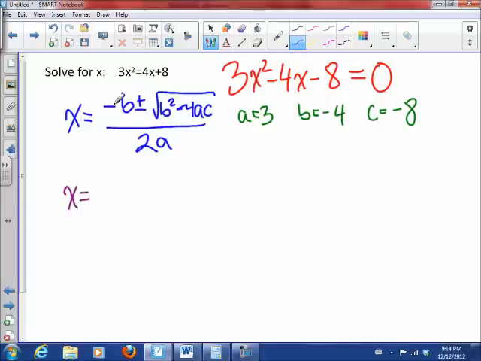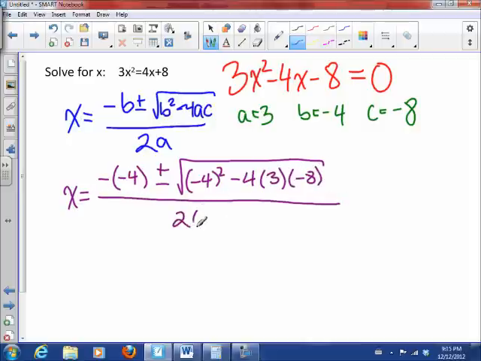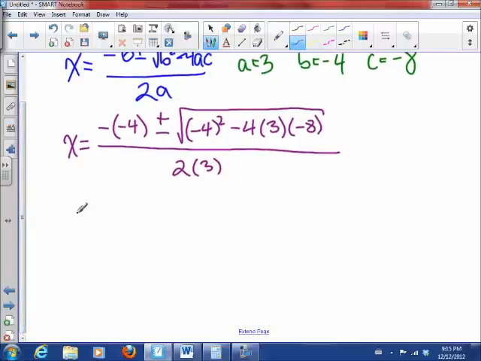So x is equal to negative b, so that'll be negative 4. Negative b, the b is negative, plus or minus the square root of negative 4 squared minus 4ac over 2a. Now we just need to simplify.